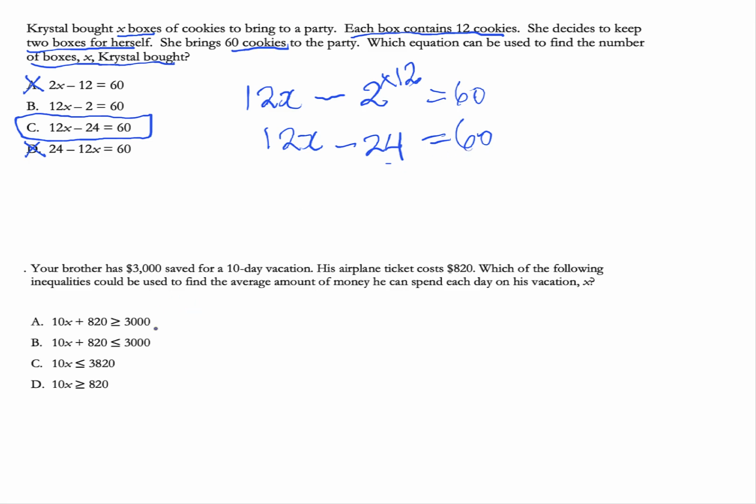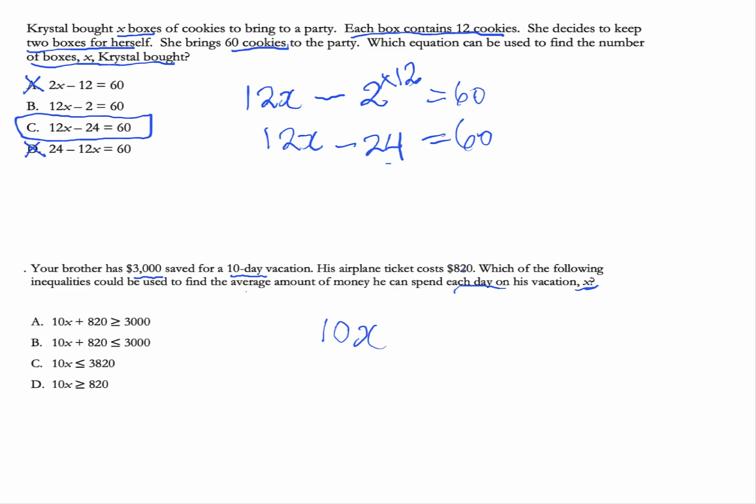The last one in this section says your brother has $3,000 saved for a 10-day vacation. His airplane ticket costs $820. Which of the following inequalities could be used to find the average amount of money he can spend each day on his vacation X? Well, how long is his vacation? 10 days, and we want to find the average amount of money, so that would be 10x. Okay, that does not help us because all the answer choices have 10x.